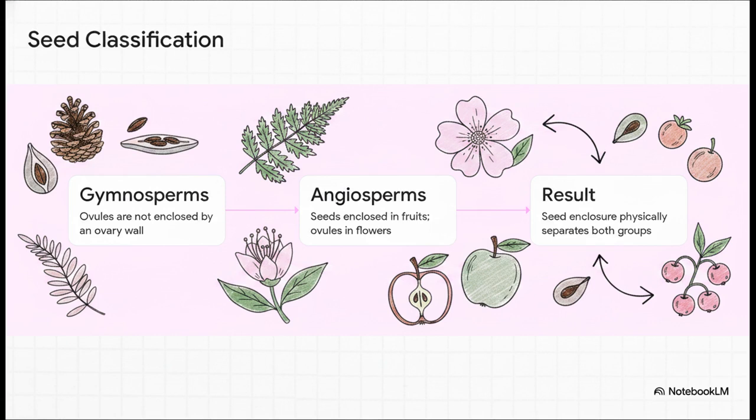Looking first at gymnosperms, you must clearly state that their ovules are naked. They are not enclosed by any ovary wall whatsoever. Conversely, in angiosperms, you state that seeds are enclosed in fruits, and, crucially, that the pollen grains and ovules develop within flowers. As a final result, it is this physical characteristic, the enclosure of the seed within an ovary wall versus remaining exposed, that acts as the primary taxonomic difference, physically separating these two massive seed-bearing groups.